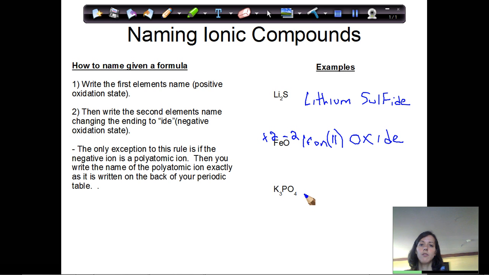The last variation for naming an ionic compound is when there is a polyatomic ion present. And that is when you do not change the ending. A polyatomic ion is always just called whatever it's called. So let's name the first part of it. That part doesn't change. Potassium does not have a variable oxidation number. It is always the same number. So we do not need to put it in Roman numerals. We can just call K potassium.